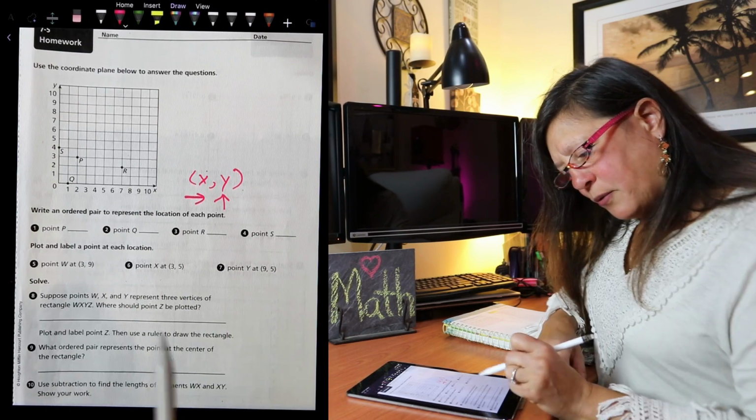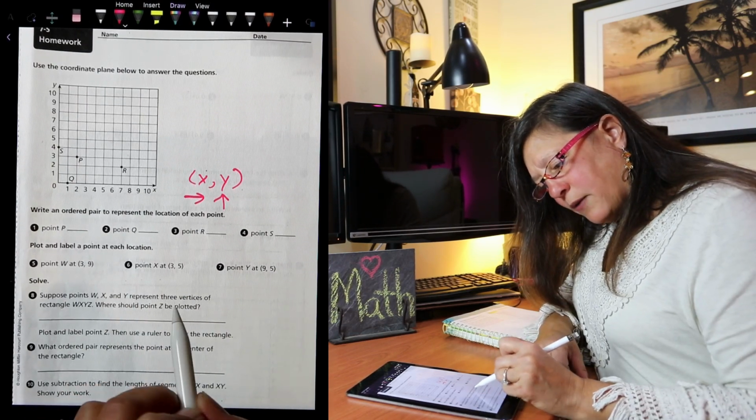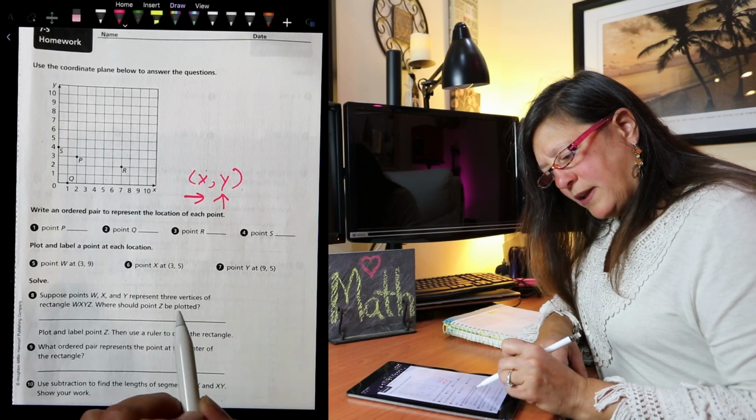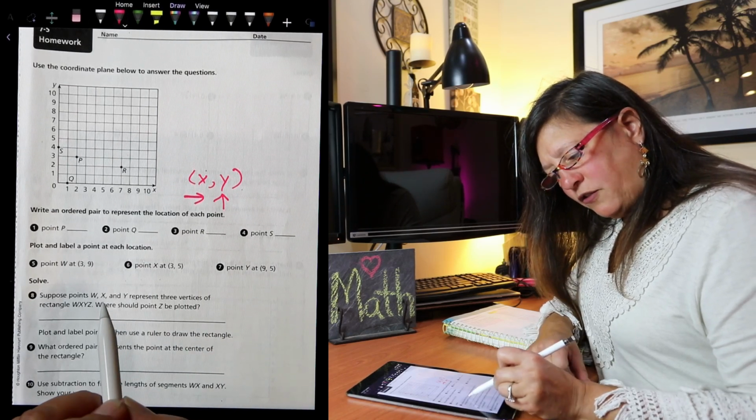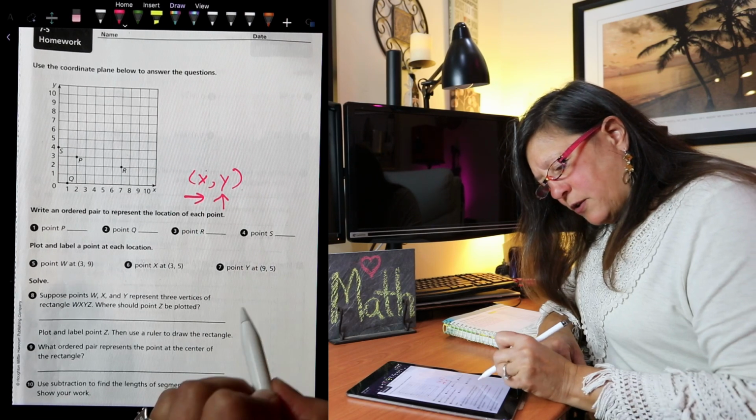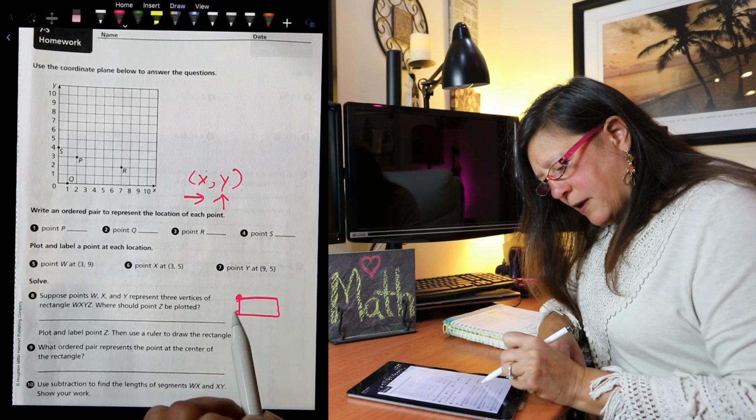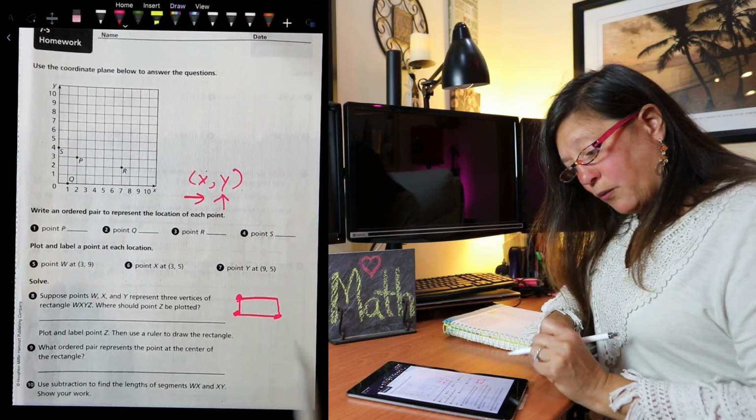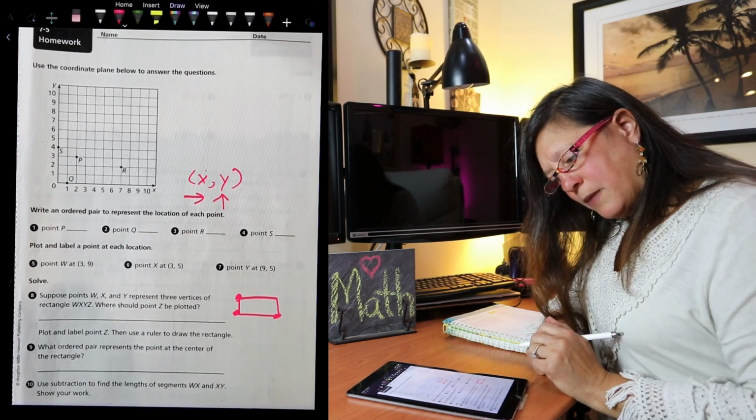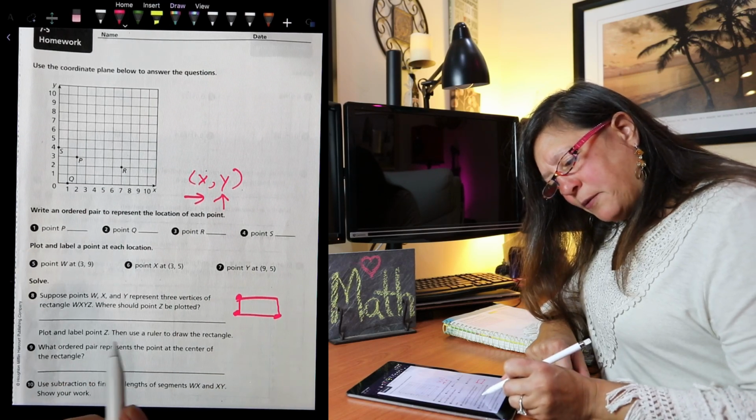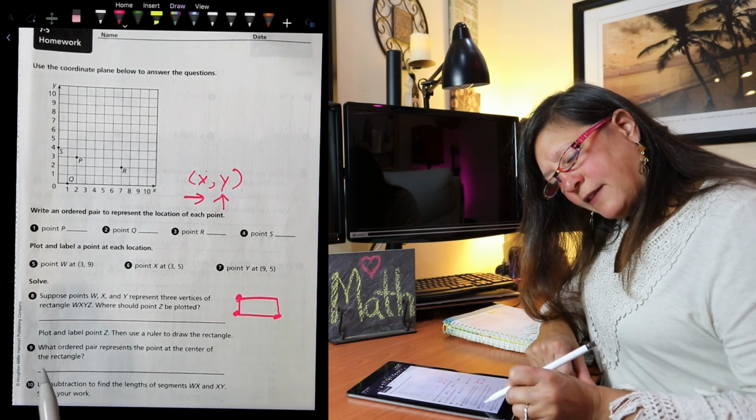And then number 8, suppose points W, X, and Y represent 3 vertices of a rectangle. Where would point Z go? So once you have these plotted, remember you want to make a rectangle. So you'll have 3 of them, and then you're going to have to decide where would the 4th go to make that rectangle. Plot and label point Z, then use a ruler to draw a rectangle.